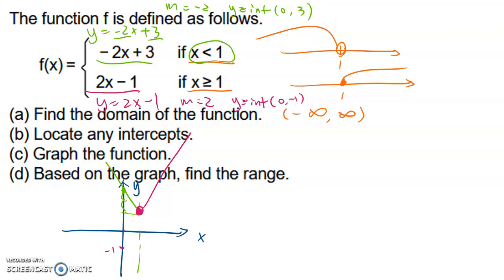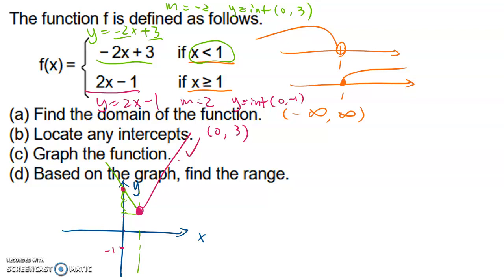Okay. So locate any x-intercept and y-intercept. It seems like I don't have any x-intercept. I only have one y-intercept, which happens right here, and it's at 0, 3. And the graph of the function, I just did it. Okay, so graphed it.